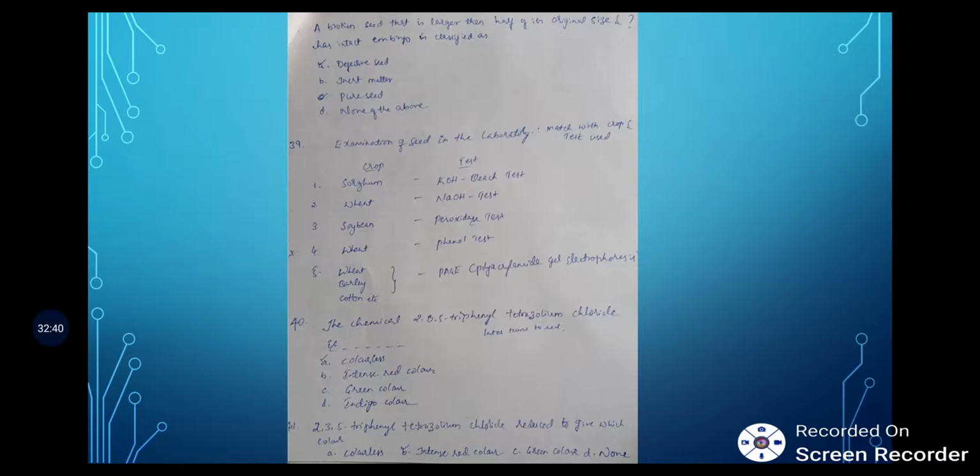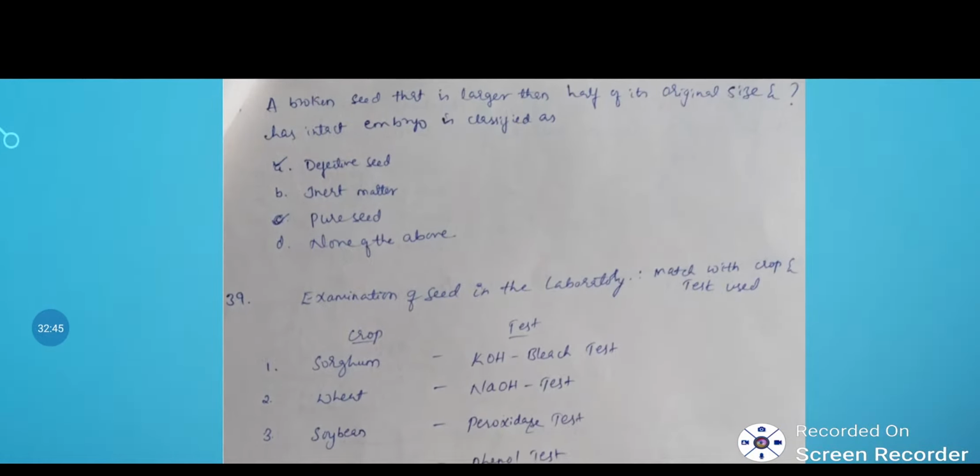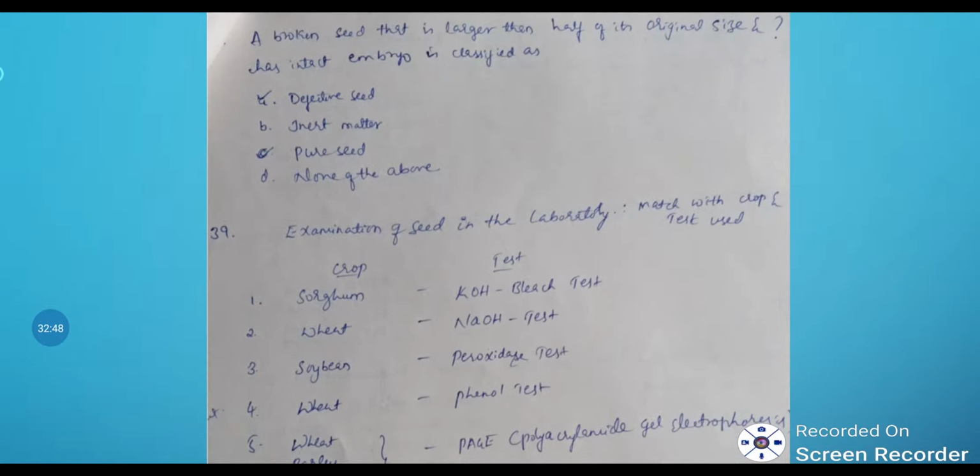Next question: broken seed, that is larger than half of the original seed and has intact embryo, is classified as. Just concentrate on this question. This is quite a confusing type. Okay, the seed is broken, but it is larger than half of the original seed and has an intact embryo. The embryo is also there, no special features of the seed are damaged, but the seed is a little broken, so what can we call it? We can call it pure seed.